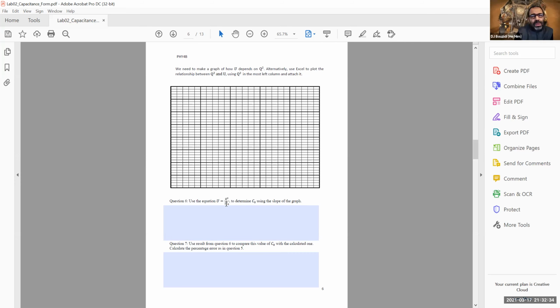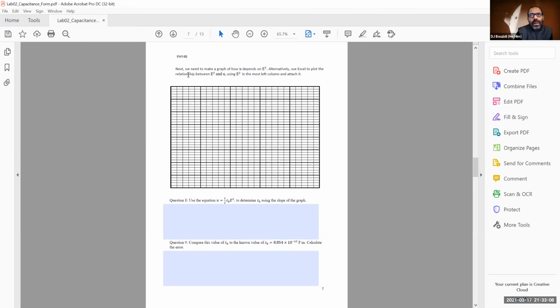And you're going to find the slope, which is 1 over 2 C naught. You're going to find the C naught from here, which is just going to be 1 over twice the slope. This is going to be your C naught from here. Again, you're going to compare it with the theoretical value. So you have calculated one from question 3, and you have measured it again here with this formula. You're going to compare both of them. So there are 3 ways now of finding C naught, the capacitance.